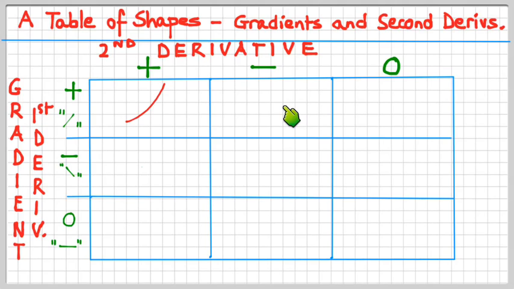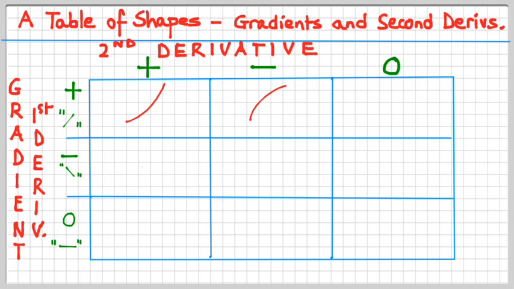Now, what about when the gradient is positive, but the rate of change of the gradient is negative, right? That is, the gradient is positive and the second derivative is negative. You got it? Have you? There it is. Yes?